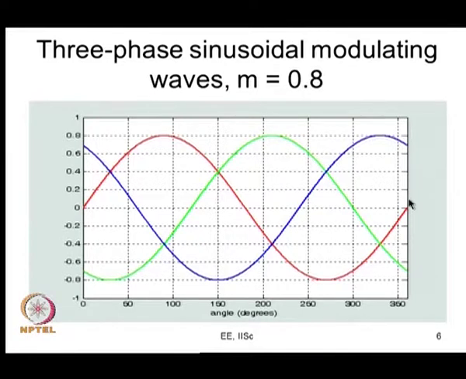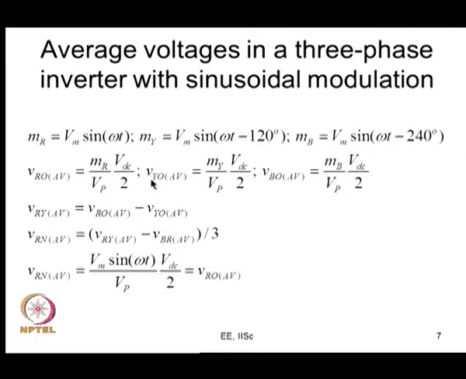Now, if you modulate it with sine triangle PWM, you have a 3 phase sinusoidal signal whose peak is 0.8 times the carrier peak. You have some 3 phase signals like this, and you compare them with the carrier. When the sine is greater than the carrier, the top switch of a leg is on. When the sine is lower than the carrier, the bottom switch is on. That is the convention we have been adopting. And if you do like this, what happens?